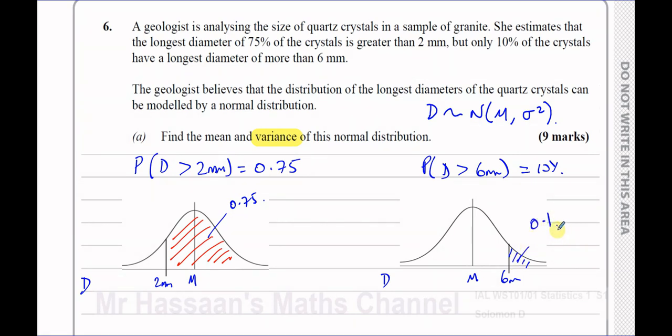What we've got to do now is find the Z values for this: the Z value that represents the 2 millimeters, and the Z value that represents the 6 millimeters for D. If we find those two values, then we will be able to solve our problem. How do we find these two values? Well, we go to our table of values of the normal distribution. So I'm going to go to the table of values, and first of all, I'm going to think about this first situation, and I'm going to grab the table over here.